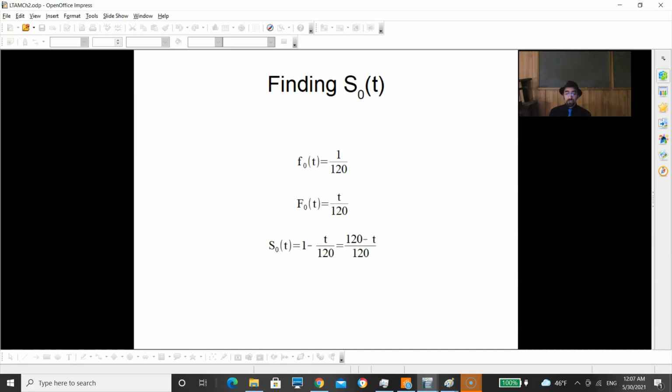Big F sub 0 of t is just the antiderivative of little f sub 0 of t. So you just anti-differentiate 1 over 120, you get t over 120. And big S sub 0 of t is just 1 minus the cumulative distribution function, so you get 1 minus t over 120, or 120 minus t all over 120.